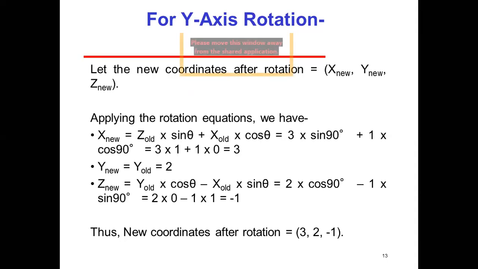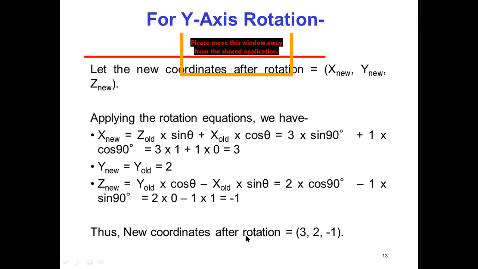So you can calculate the value of x new. The y coordinate will not change because you are rotating your object about the y-axis. Y new is equal to y old, which is 2. Now you can calculate z new. You are already aware of the formula, so just replace the values of the initial coordinates and theta equal to 90 degrees, and calculate easily. So the new coordinates after rotation are 3 comma 2 comma minus 1.